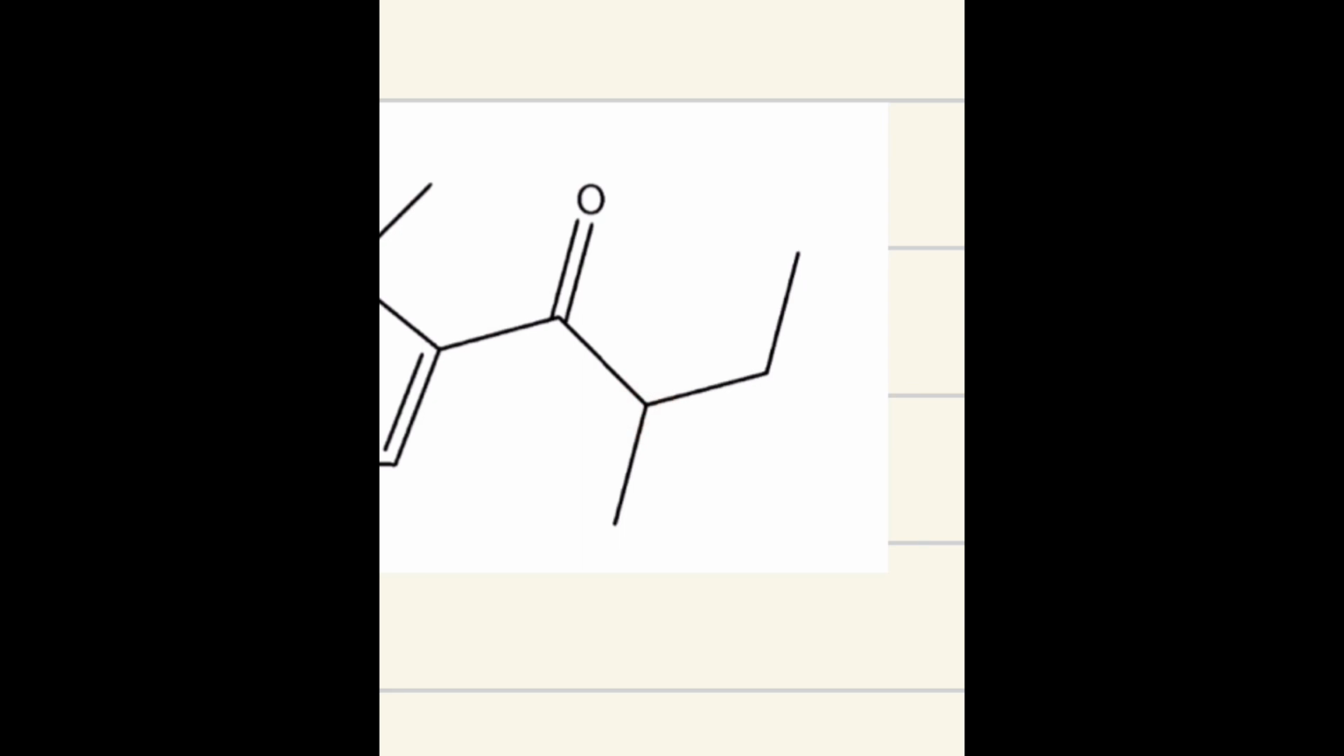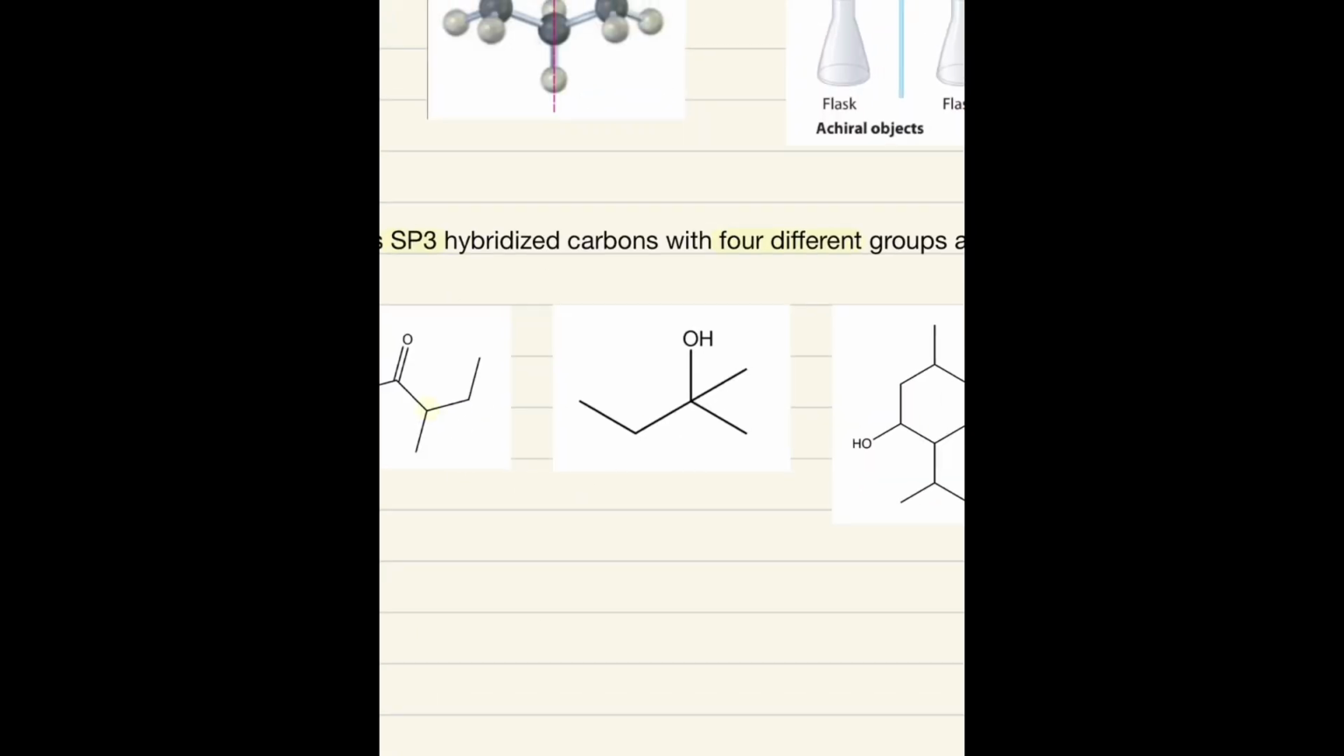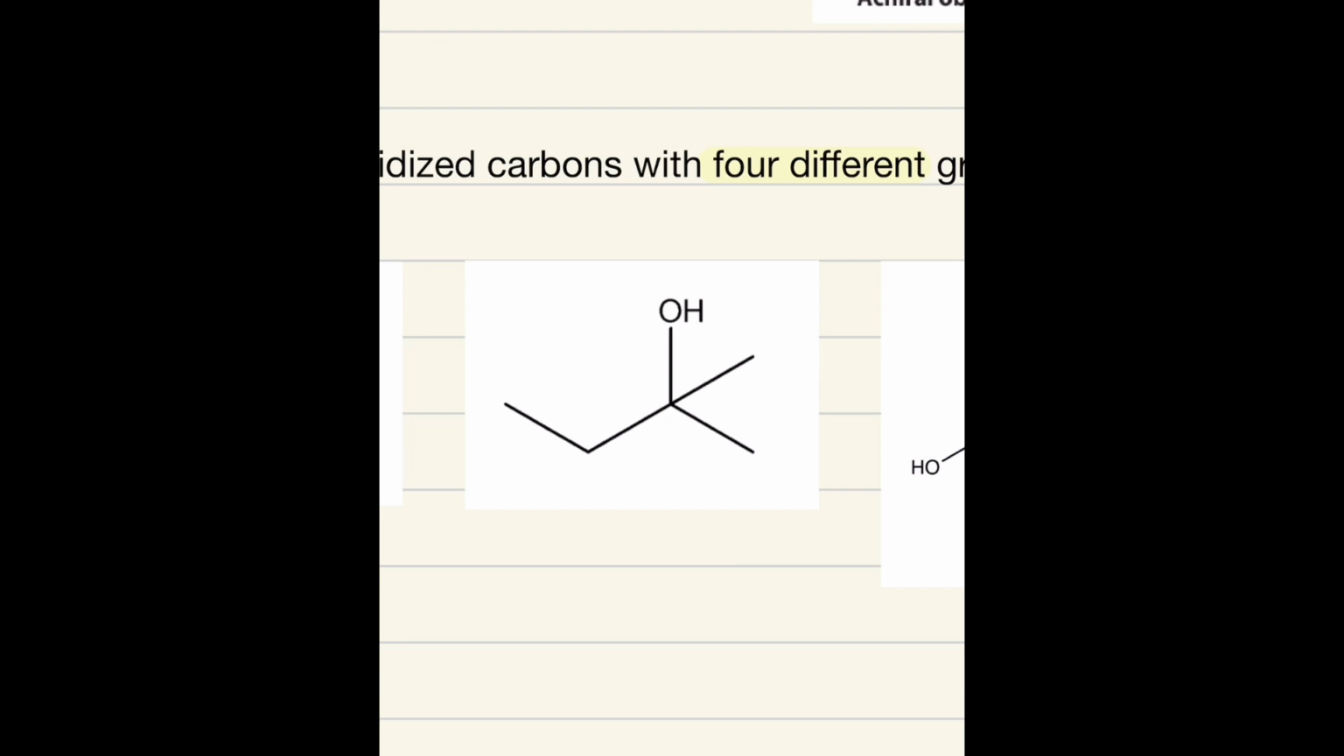What about this one? We have a methyl group, an ethyl group. We have all of this attached to it, and we also have an invisible hydrogen. That's 4 different things, and it is also sp3. This is a chiral center. Let's move on to this one. Immediately, oh, my apologies. We know that these carbons are not chiral centers. They have 3 hydrogens attached, and we need 4 different things.